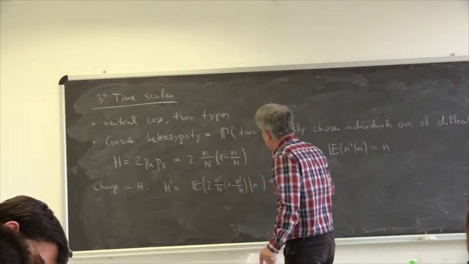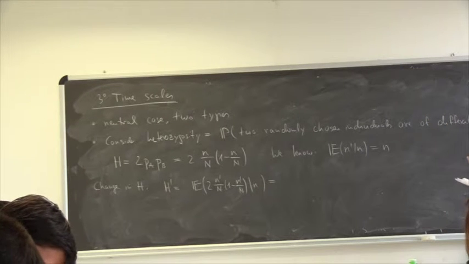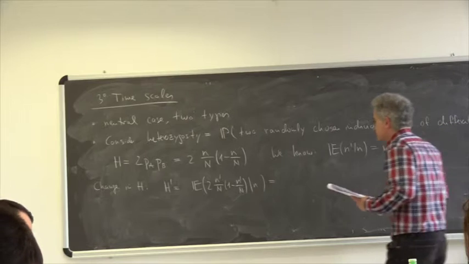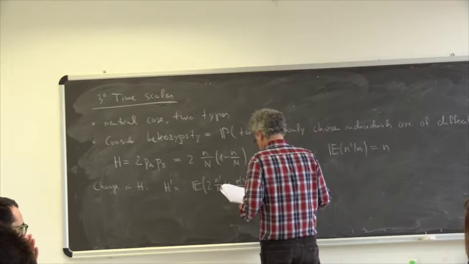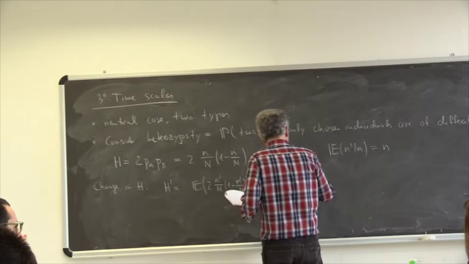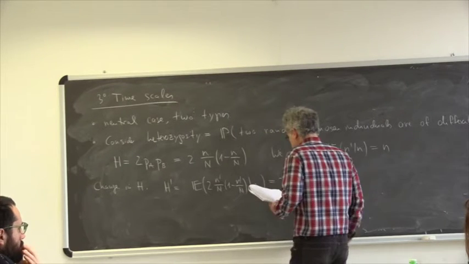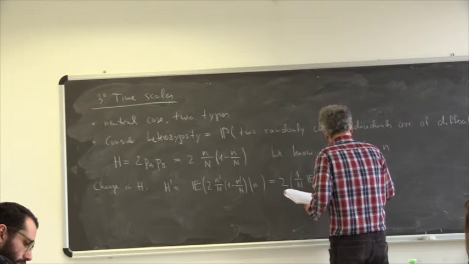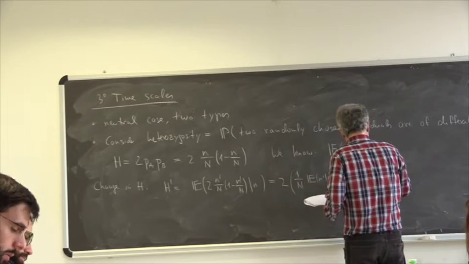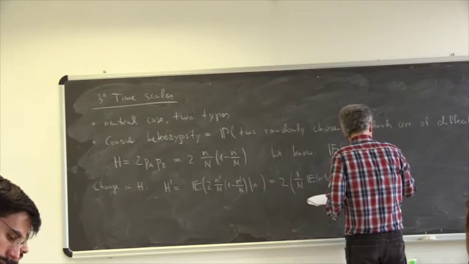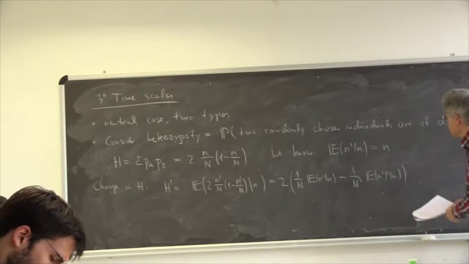And what this actually requires is not only the first moment of n prime, but also the second moment. So this is basically equal to 2 times 1 over n times the expected value of n prime given n, minus 1 over n squared. This comes from the second term here, times the expected value of n prime squared conditioned on n. Alright.